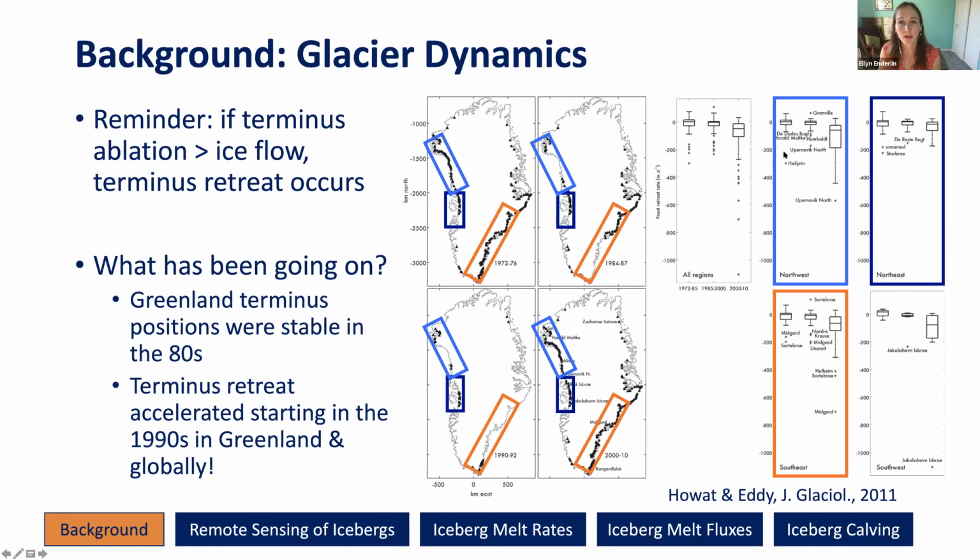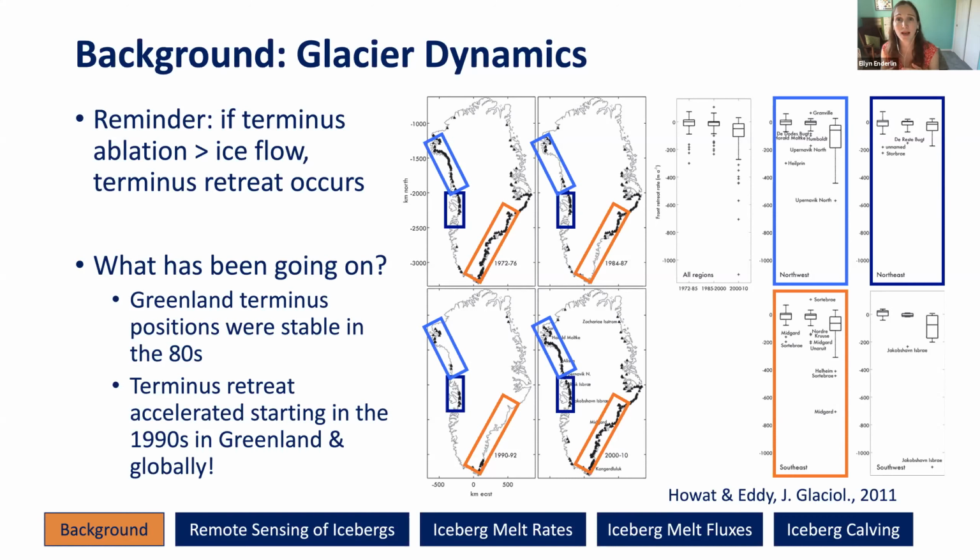And what I want you to see is that in all of these regions, you can see that in the 80s and the 90s, the 70s into the 80s and 90s, those first two bar and whisker plots in each one of these, the glaciers weren't really retreating very much. They were pretty stable. So that means that their terminus ablation and their ice flow speeds were equal to each other.